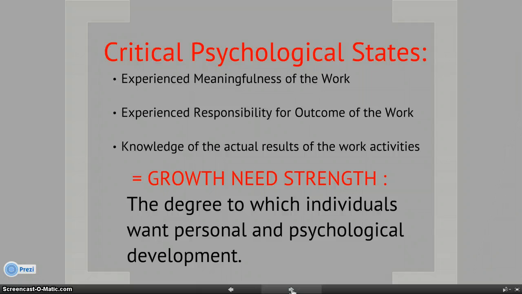And what that means is that you're going to be experiencing meaningfulness in your work. You're experiencing the responsibility of your outcomes for your work, and you can take pride in that. And the knowledge of the actual results of your work. You get to see what your work does. And those things contribute to your growth need strength, which is a term that Hackman and Oldham developed, which in turn is the degree to which individuals want personal and psychological development in their work.